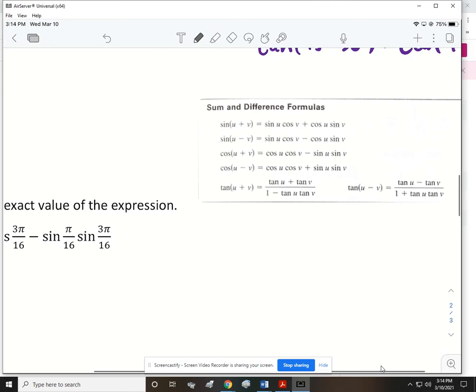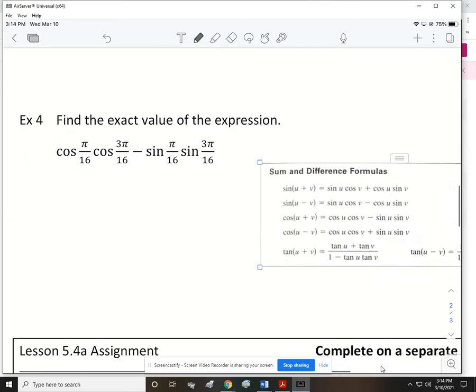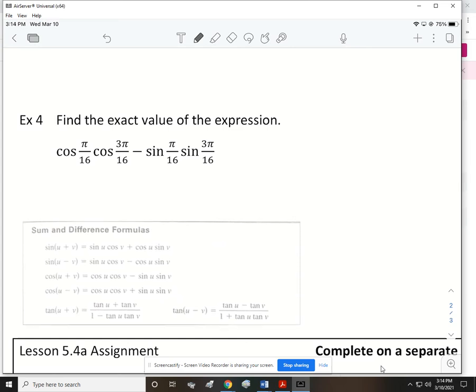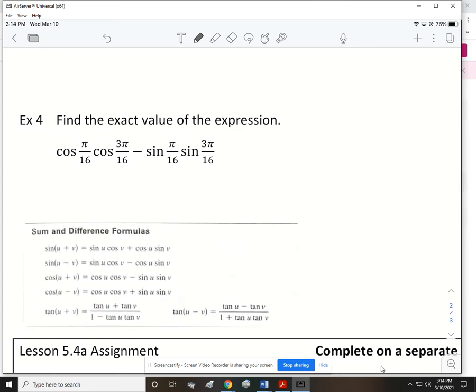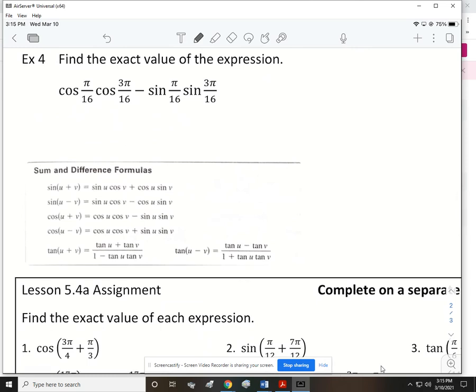Okay, one more. We're going to take it one step further. So we're still going to match it up with what's on the right side of the equal sign, but then we should be able to, in the end, give an answer. All right, so we have cosine, cosine minus sine, sine. So cosine, cosine minus sine, sine is this one, where U is going to be pi over 16 and V is going to be 3 pi over 16. So this is really the cosine of those two angles added to each other.